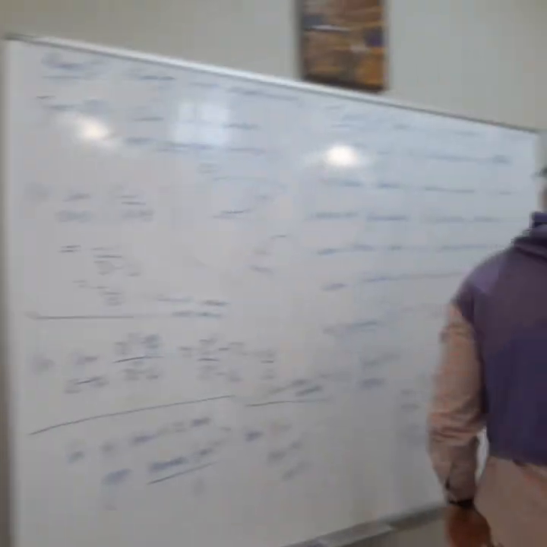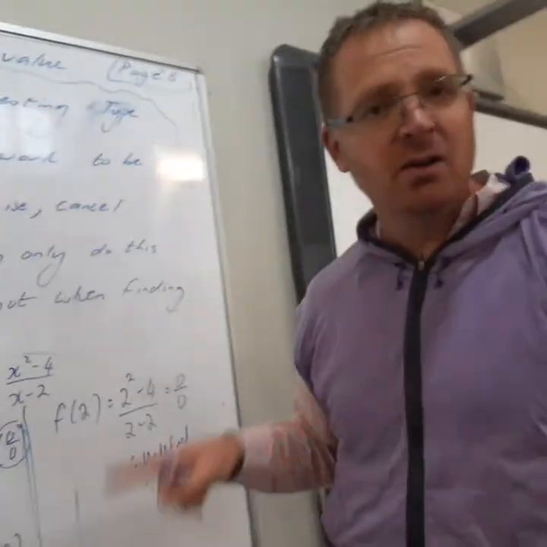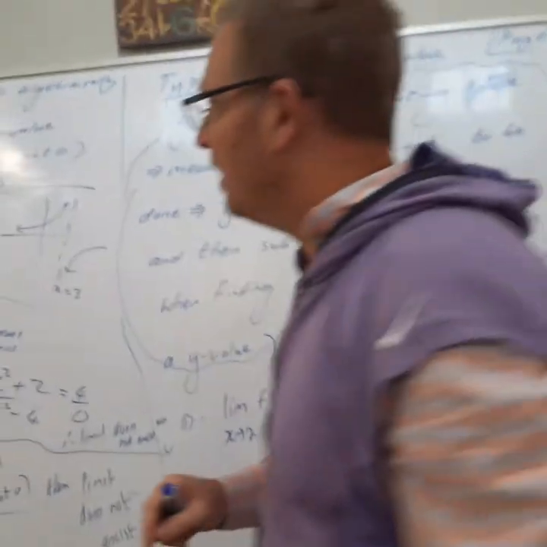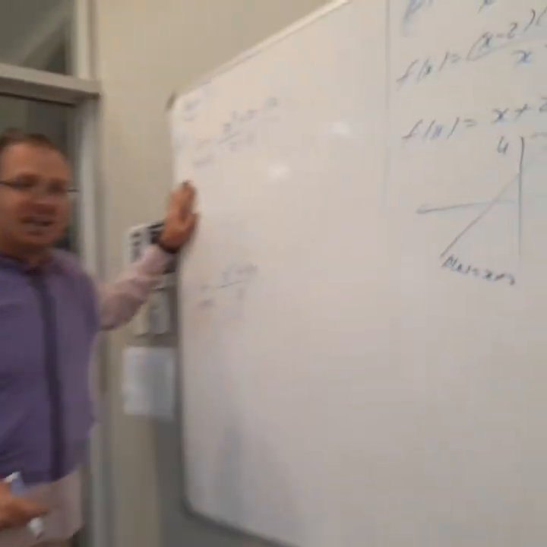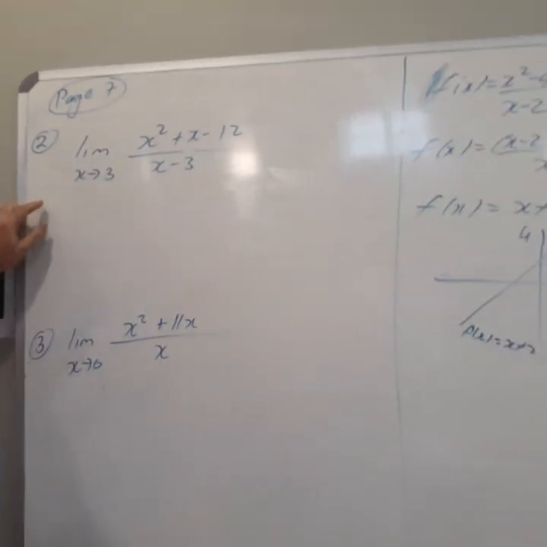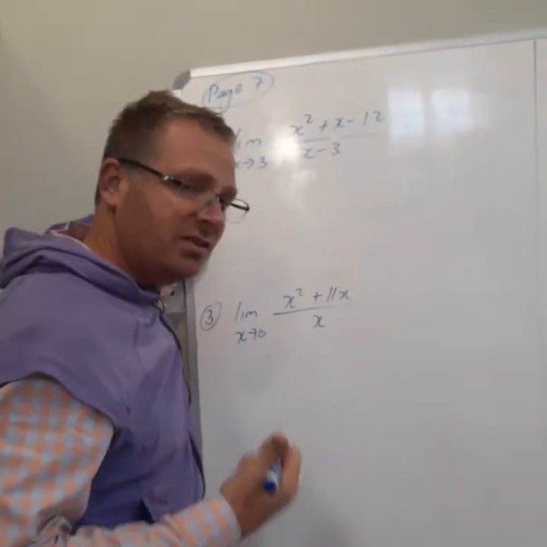If we go back here, this idea, that with a limit, you can cancel and then sub in to get the limit value. You cannot do that though with the y value. Right, and last two examples. So generally, guys, you don't have to worry about the graphical part of it. You just got to do the algebra.